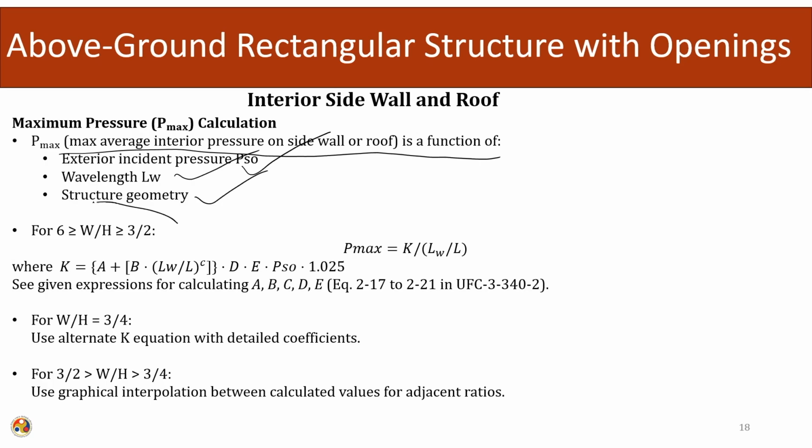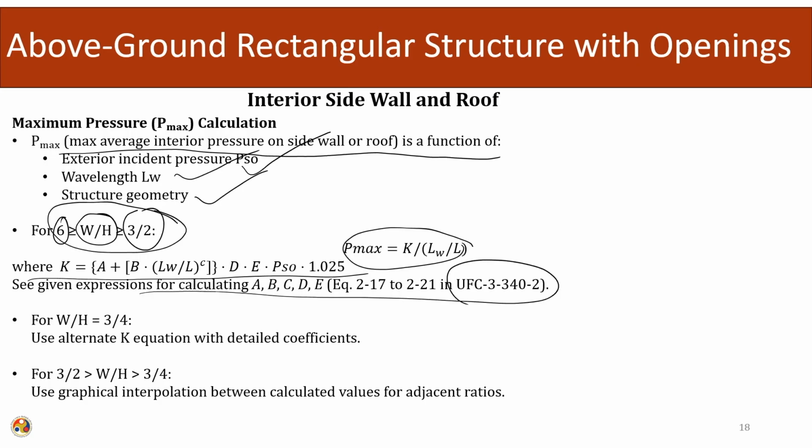For a case where the width to height ratio lies between 6 and 1.5, P max is expressed by these equations. Either we can use these equations or we can directly calculate from UFC 3-340, where all these things are already calibrated and given. For different width to height ratios, the only thing that changes is the equation for k. For this range the value of k is this, for this range it is something else, and depending upon the other width to height ratios the value of k is adjusted.